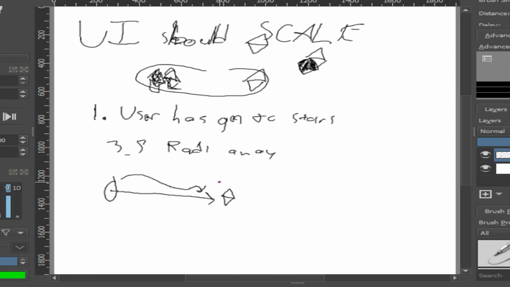once the user is 3.5 radii away, the star lights up. Well, not in the traditional sense, but now we have text appear on either side of the star, and that tells us what kind of star it is, how big it is, what its mass is, its radius, and what its temperature is.